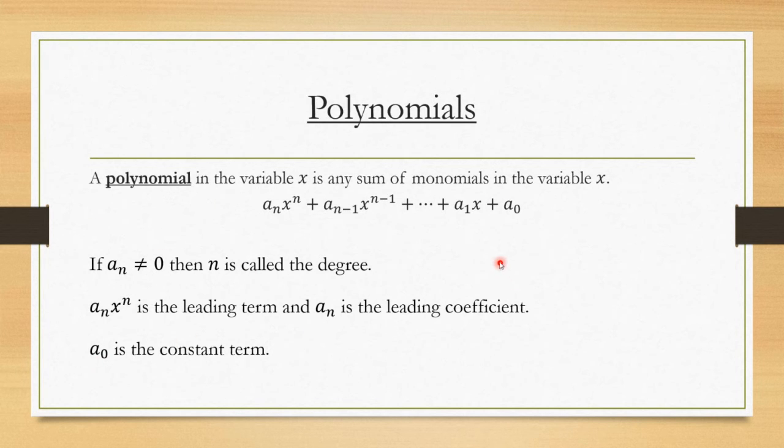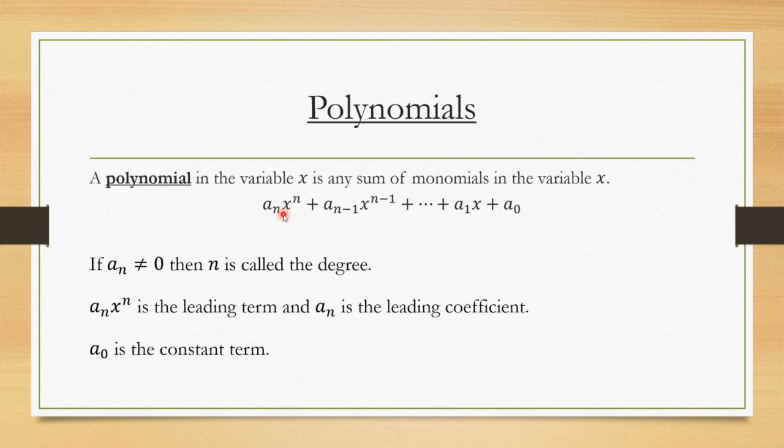For one, it does turn out you can write a polynomial in this way, where if you read this from left to right, the powers of x are decreasing as you go from left to right. This is n, we have n minus 1, and so on. Okay.